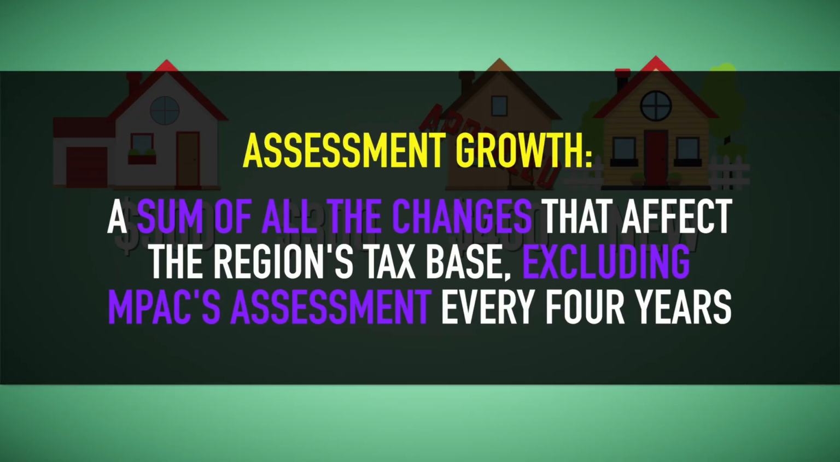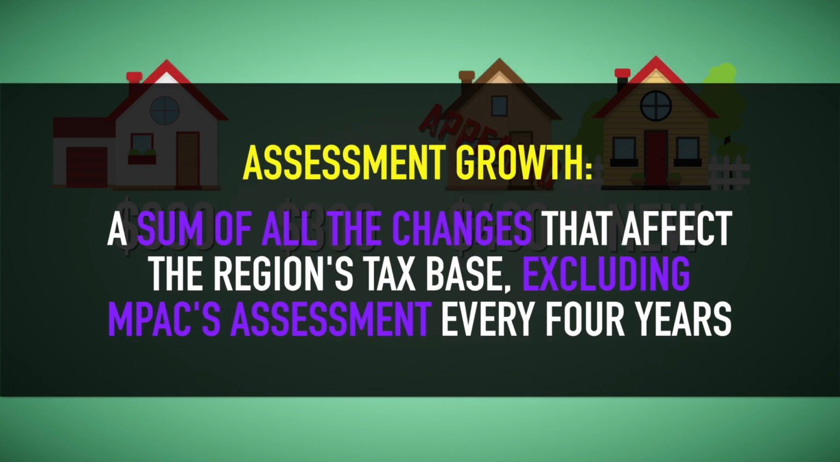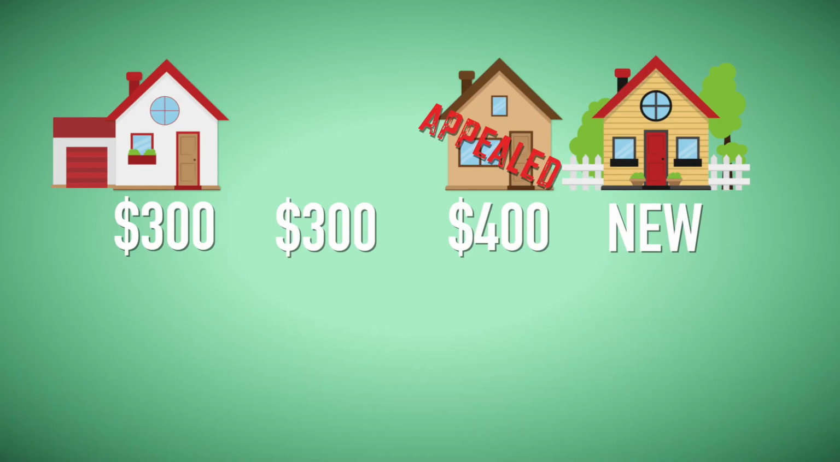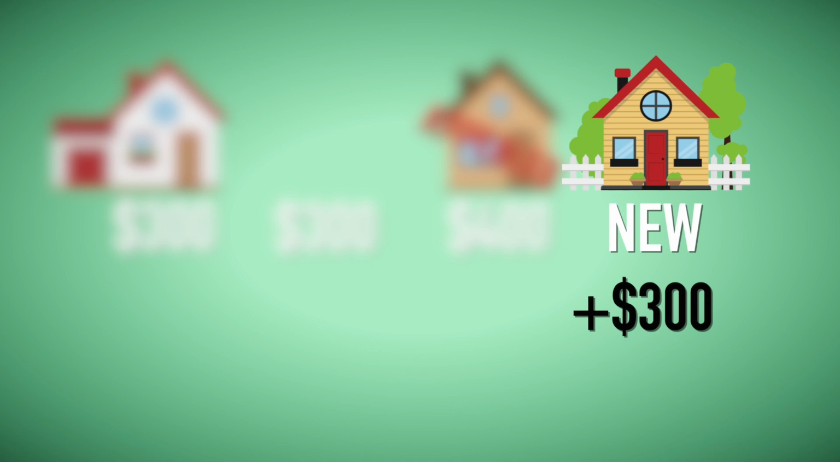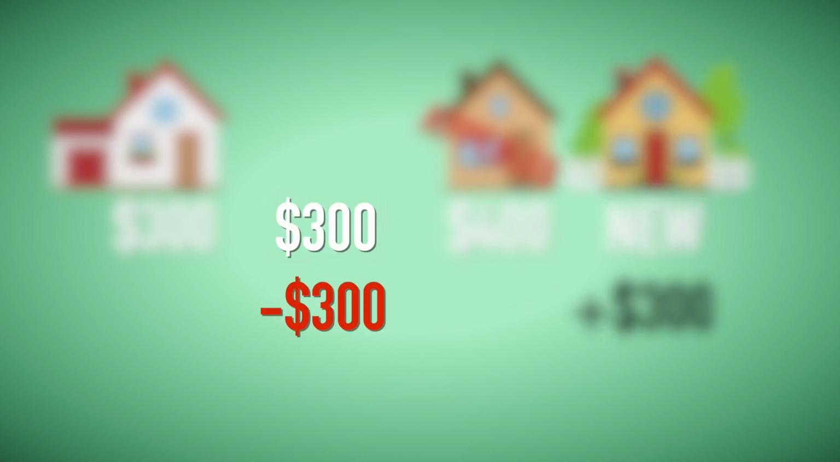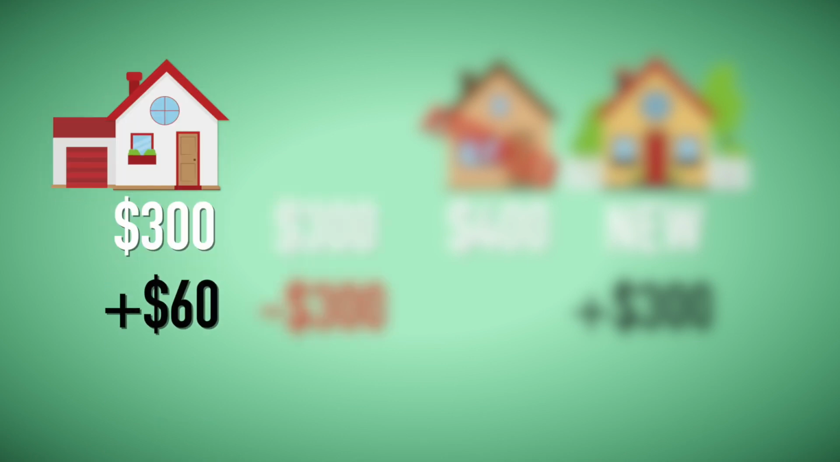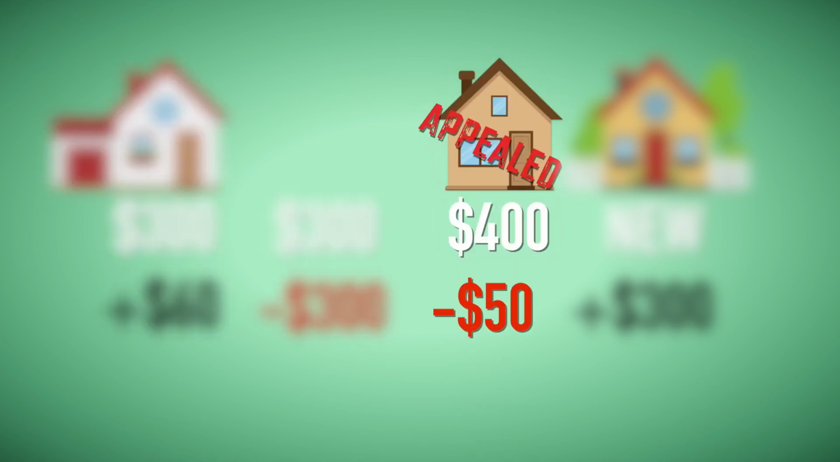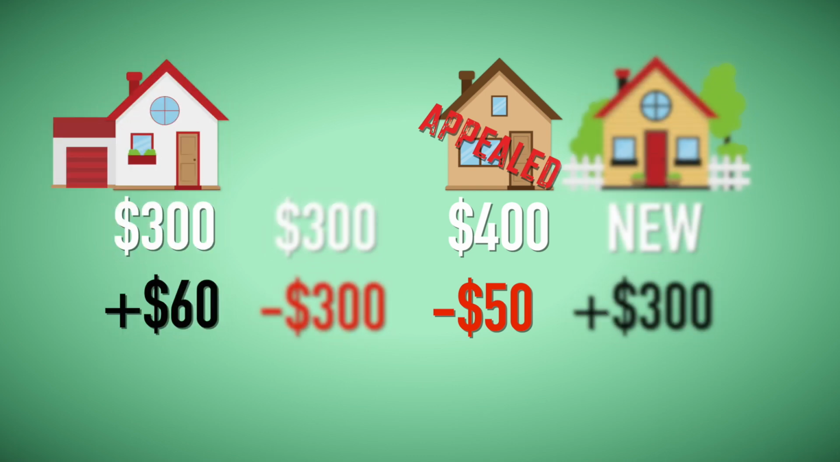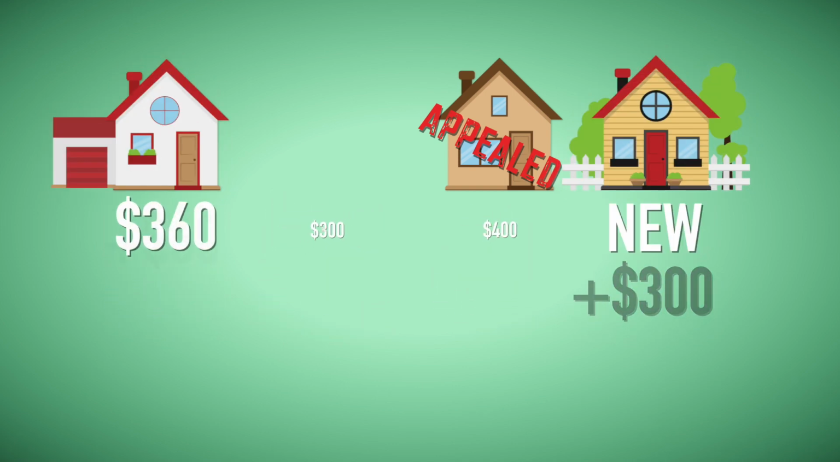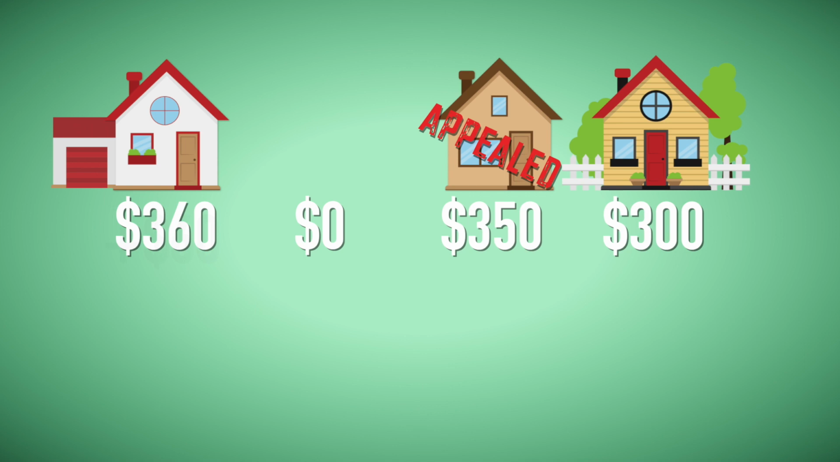Now remember, our assessment growth is the sum of all the changes that happen to our tax base throughout the year, excluding the assessment done by MPAC every 4 years. Our new house has added $300 to our tax base, while our demolished house has subtracted $300. The house with the addition has added $60, while the house that was reassessed has been reduced in value by $50.